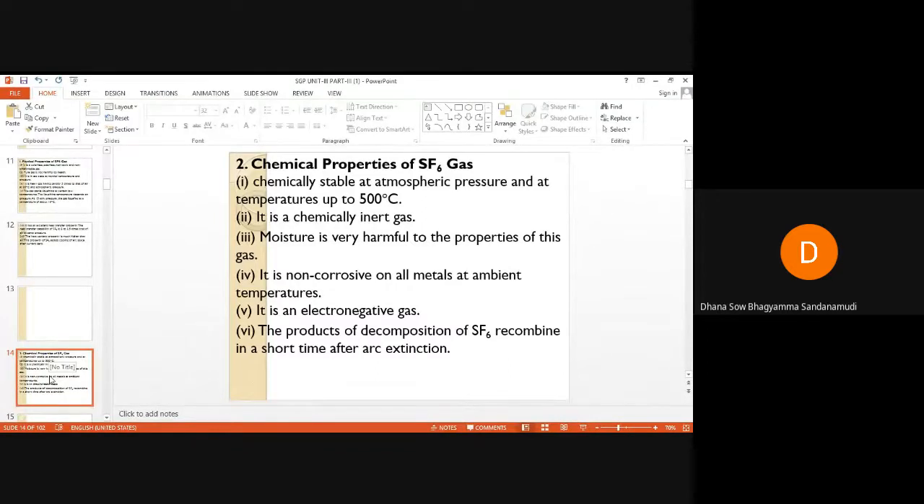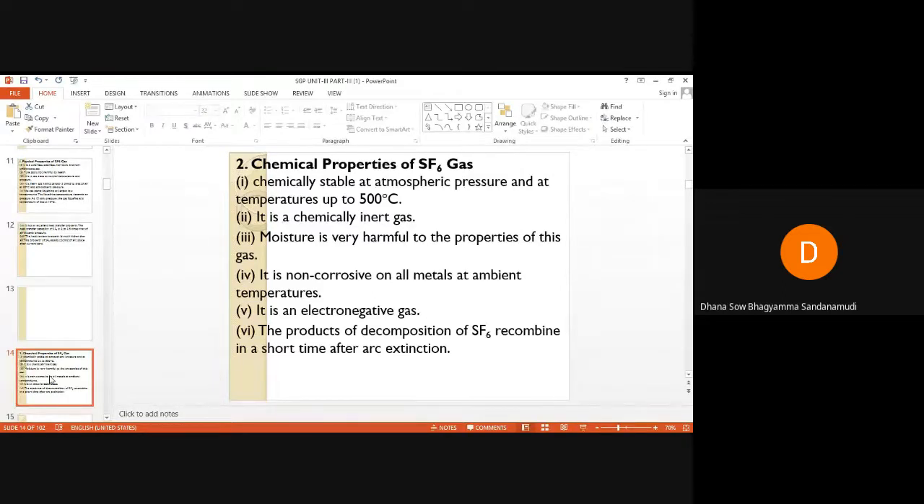Okay, once again I am repeating these chemical properties of SF6 gas. SF6 gas is chemically stable at atmospheric pressure and at a temperature up to 400 degrees Celsius. So it is a chemically inert gas. Since it is chemically inert, it has exceptionally low reactivity and it will not attack metals, glass, or plastics.